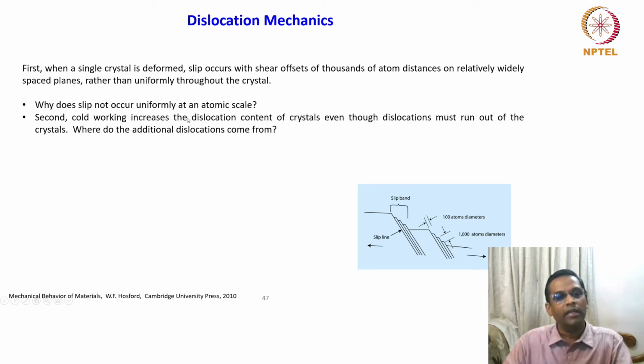Secondly, cold working increases the dislocation content of crystals, even though dislocations must run out of the crystals. Where do the additional dislocations come from? This is one point we have to understand first. Cold work means you deform at low temperatures, much below the recrystallization temperature, for example, room temperature deformation. That kind of deformation increases the density of dislocations.